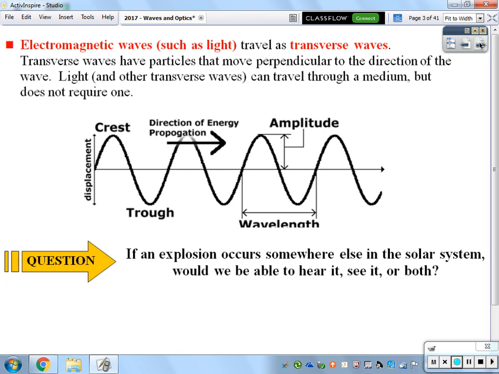So that's that example with a rope. But these transverse waves, what do we have? Light and other transverse waves do not require a medium to travel, which is a good thing for us here on Earth. If light and the heat energy we would get from it required a medium to travel through, well, we'd be in trouble.